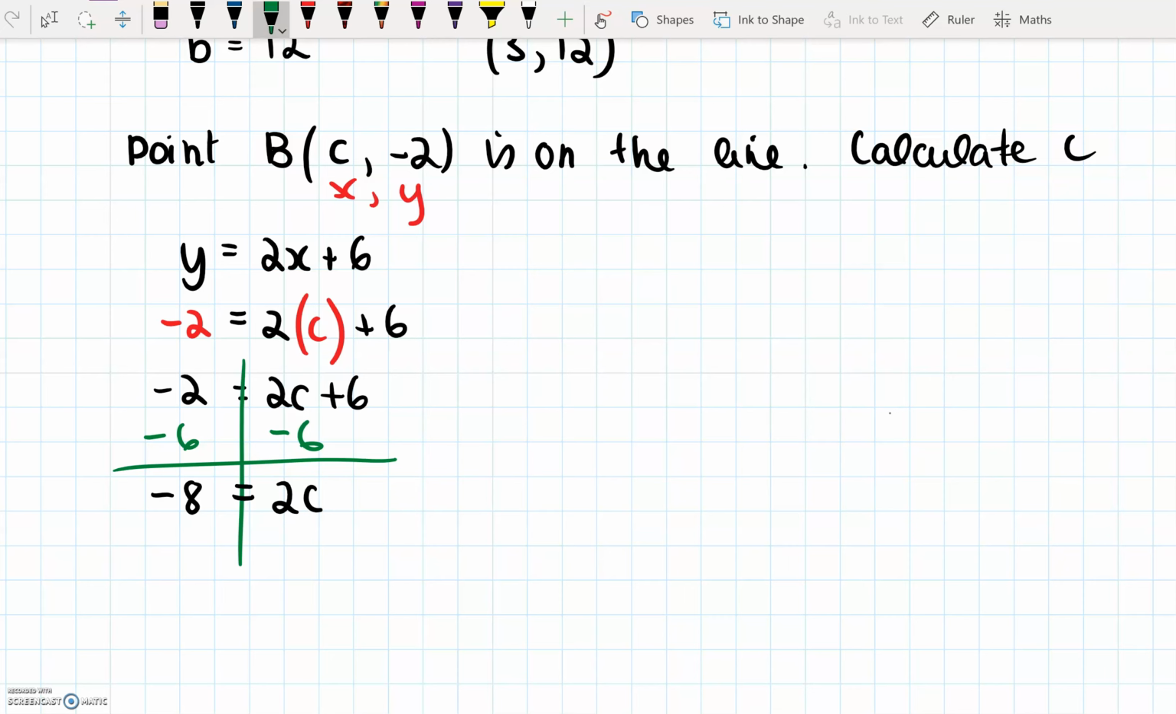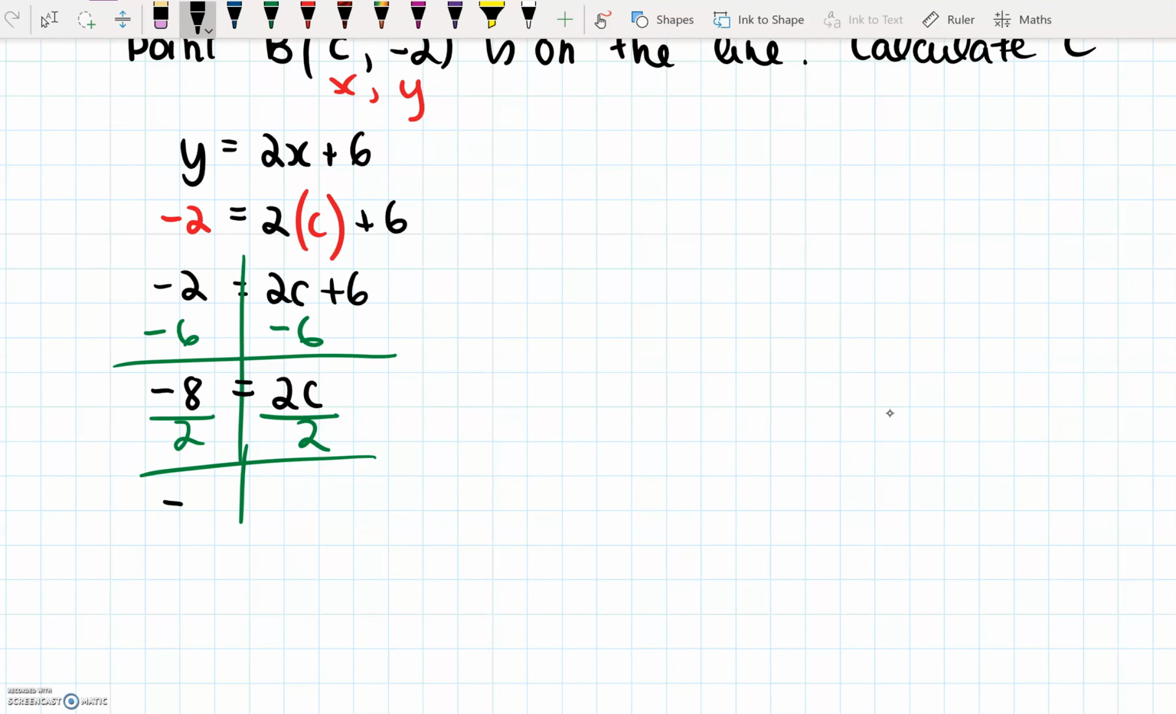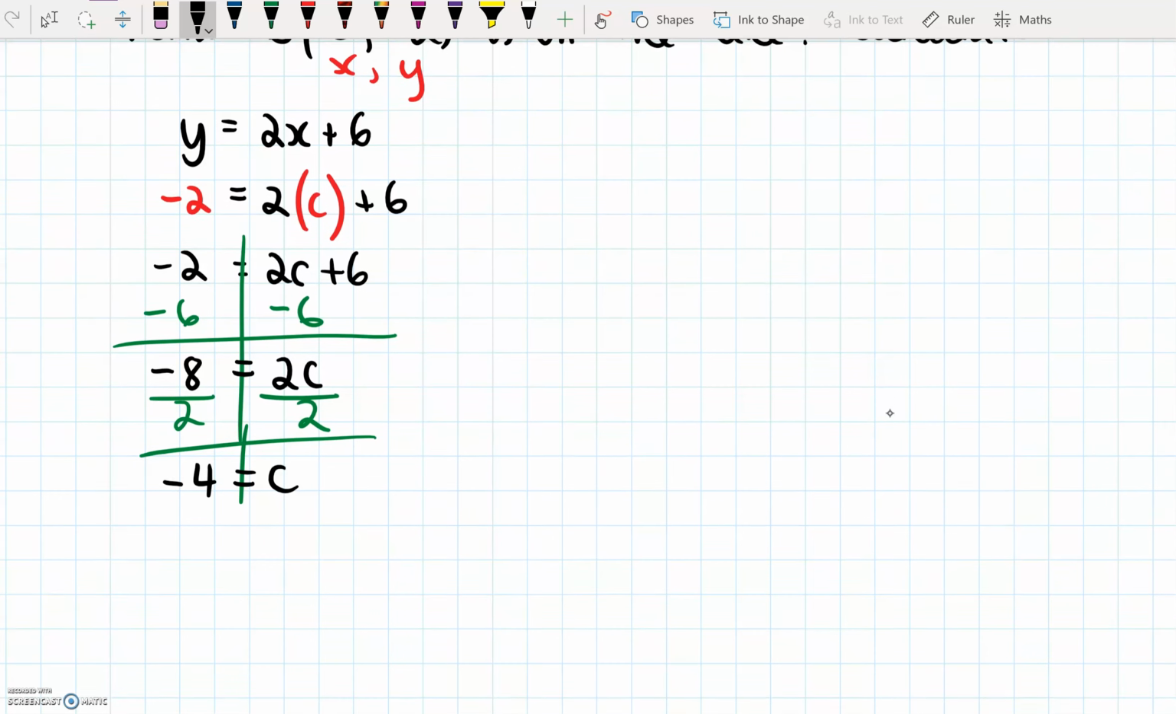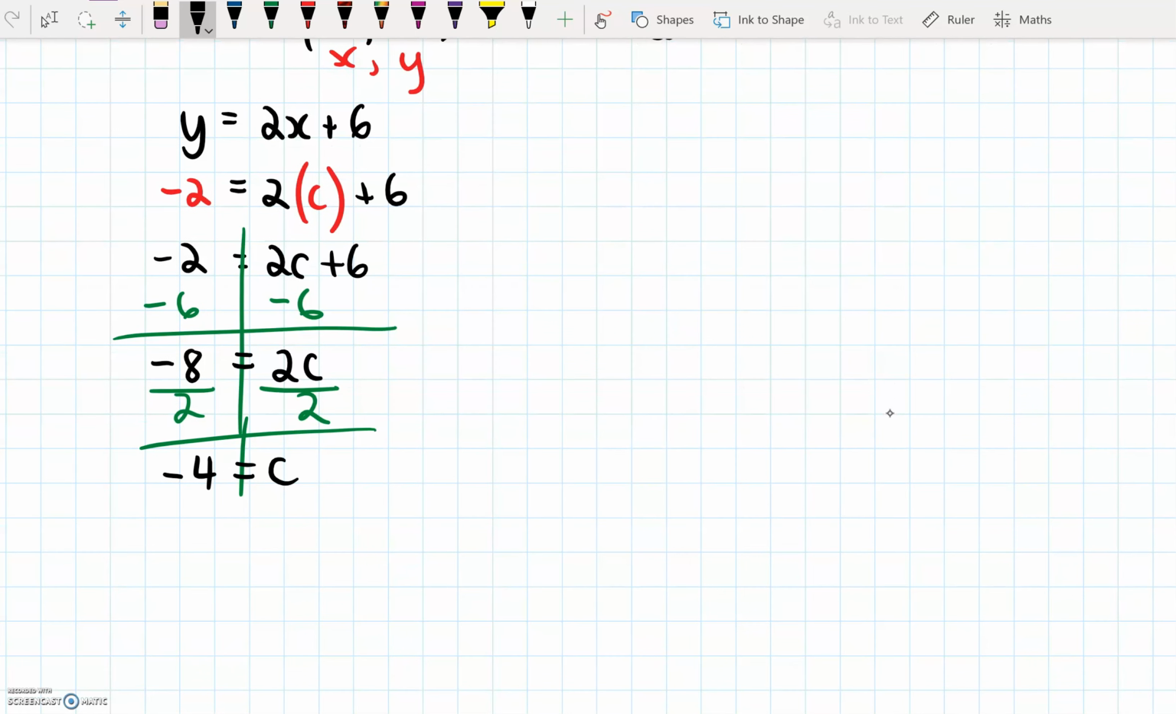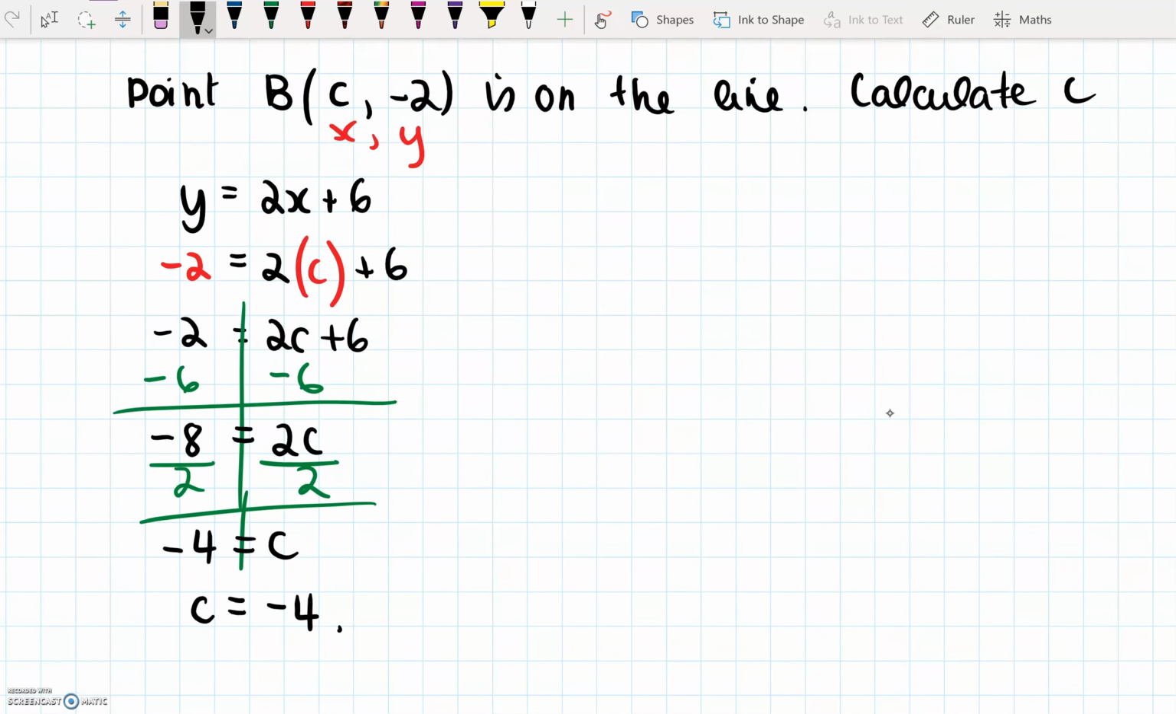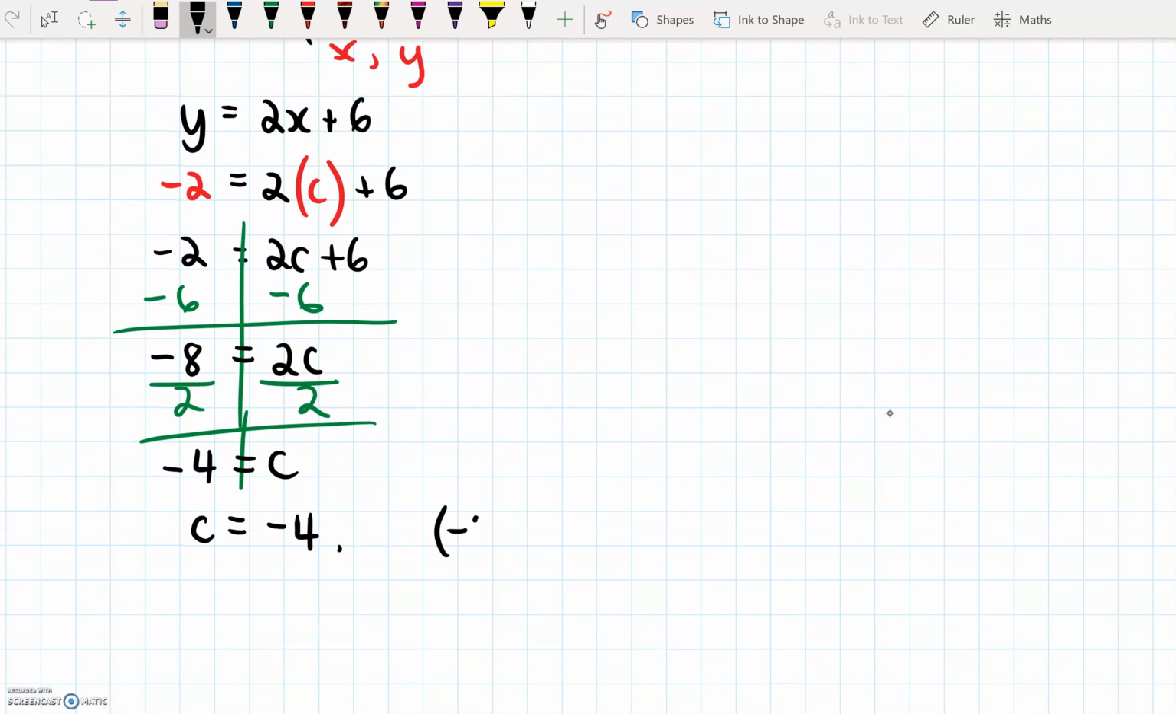All right, now to get c by itself, we need to divide by 2. Okay, and we get minus 8 divided by 2 is minus 4 equals c. And remember, we always finish off with c on the left, so we must change this around to c is equal to minus 4. Okay, so in this case we had the point (-4, -2).